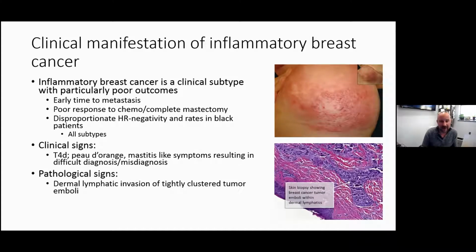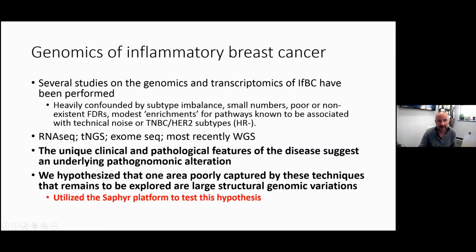Pathologically, we define inflammatory breast cancer as having these dermal lymphatic invasions of tightly clustered tumor emboli. And what you'll see here on this H&E stain is that in the dermis of the skin, pathologists will identify these clusters of tumor cells that are migrating out from the primary tumor and invade into the lymphatic system, causing the swelling and the peau d'orange and clinical symptoms that I described previously.